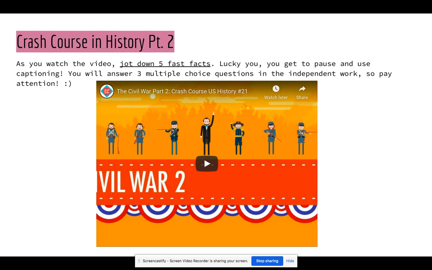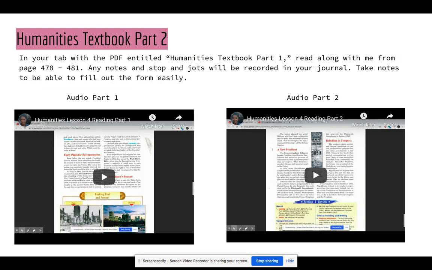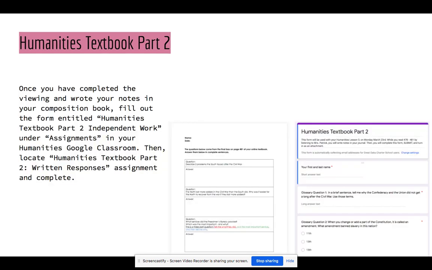After you're done with the overview of this lesson, you're going to go back to this slide and write 5 facts as you watch part 2 of the Civil War crash course, U.S. History. Then you're going to go to this slide and you're going to read along as you listen to me reading the final portion of this chapter. Take notes and then you can fill out your forms easily.